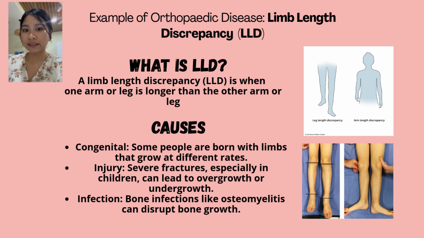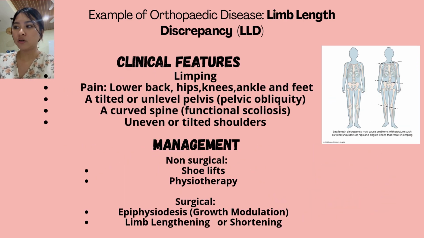LLD can be congenital, meaning that it is present at birth due to abnormal bone development, or acquired. Acquired limb length discrepancy may occur due to trauma, such as fractures involving the growth plate. Other causes include bone infections, tumors, or surgical damage to the growth plate. Common clinical features include limping, pelvic tilt, abnormal gait, and in long-standing cases, lower back pain or scoliosis.